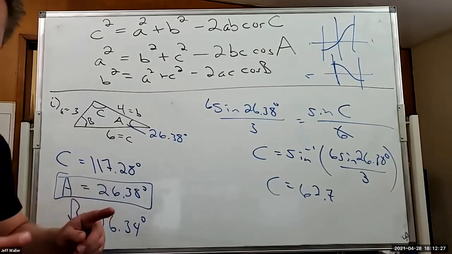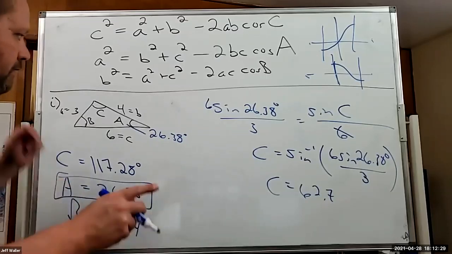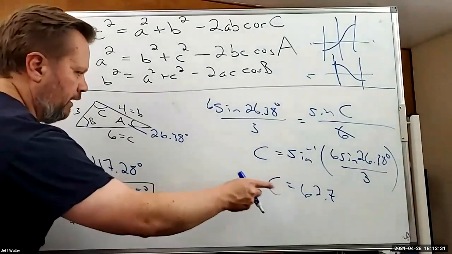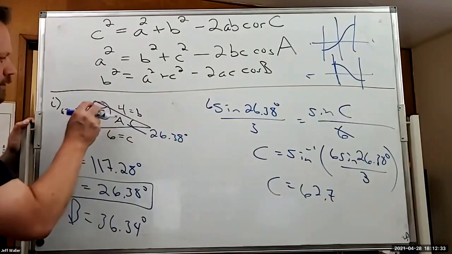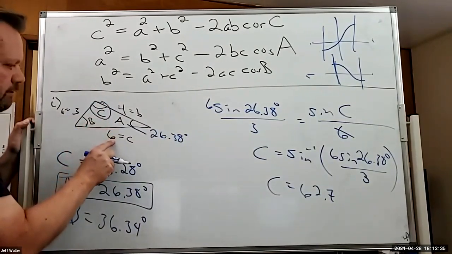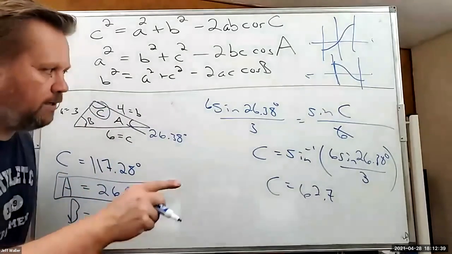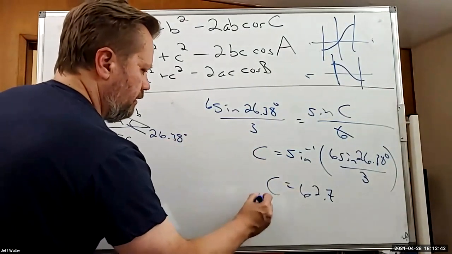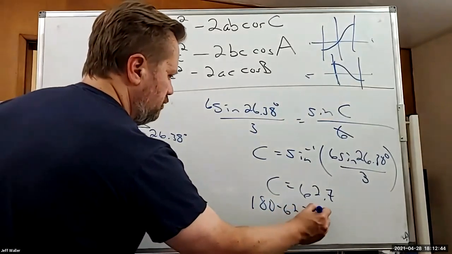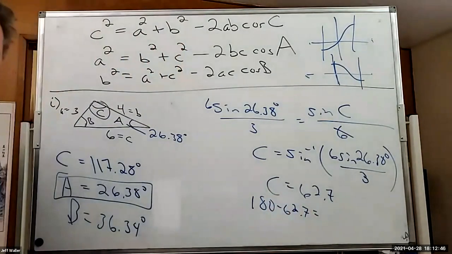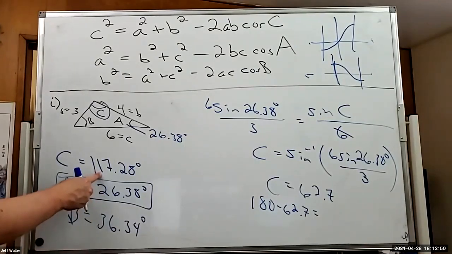Do you see what I'm saying? But you know that's not right because this should be the largest angle in this triangle because it's across from the biggest side. So you would have to realize that you should do 180 minus this. And of course, what's 180 minus 62.7? 117, which is the right answer.